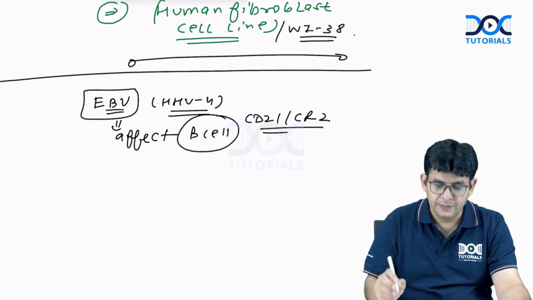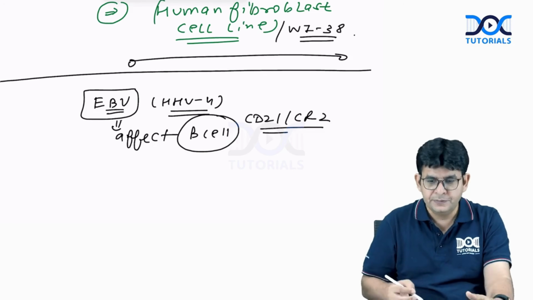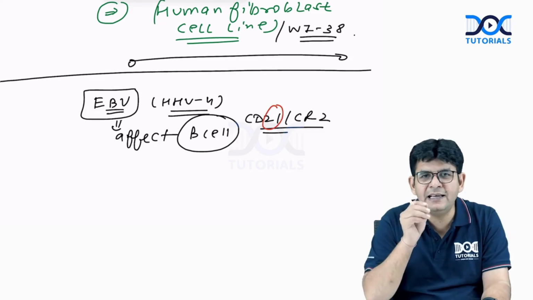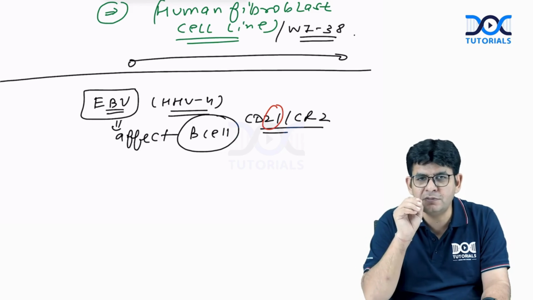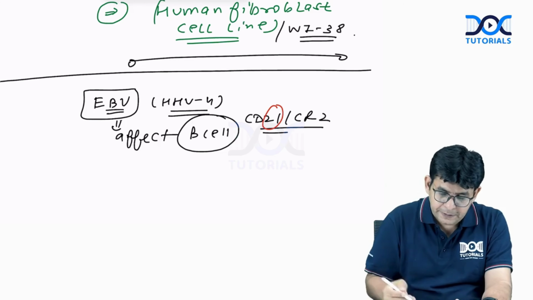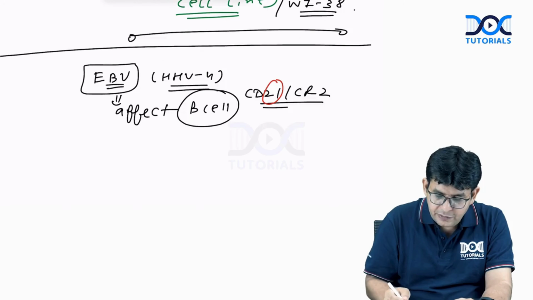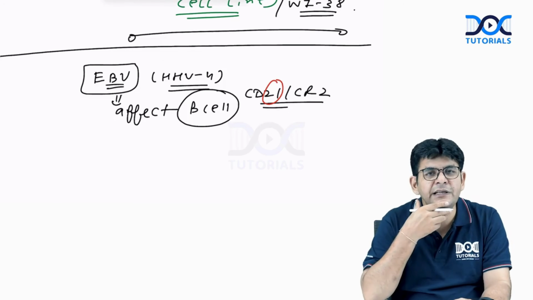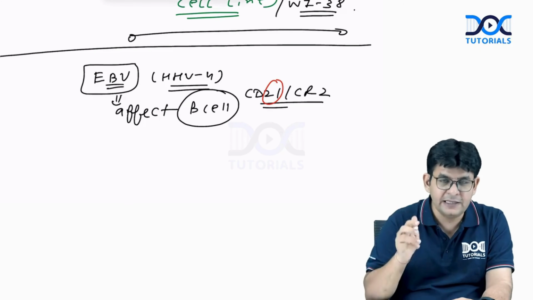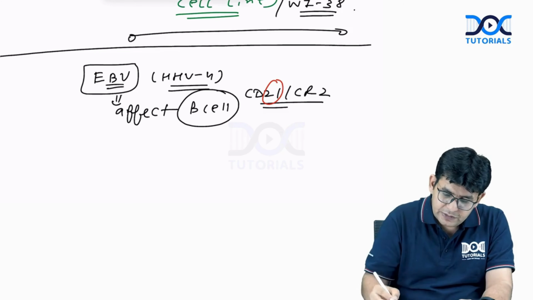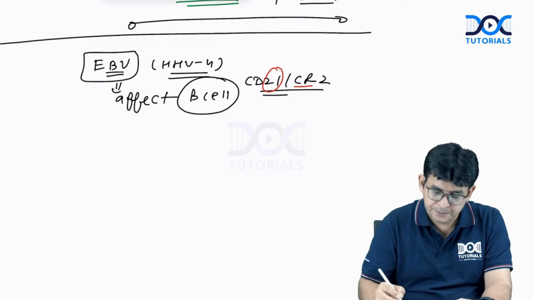CD21, CR2. Okay. How to remember that particular thing? 21 is the legal age of drinking in India. It is just for the absurd association, for remembrance purposes. Don't take it seriously. So HHV4 affects the B cells, and the legal age of drinking is what in India? 21. That is CD21. CR2, CR stands for complement receptor.